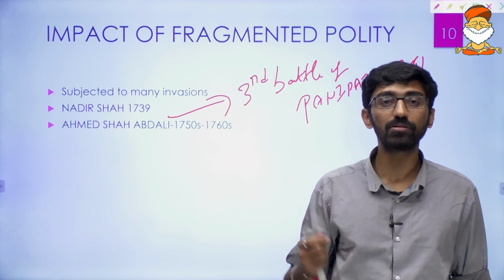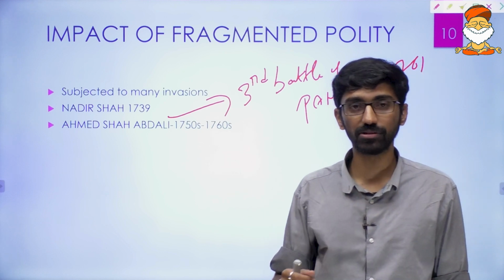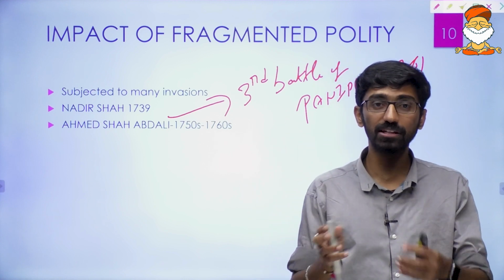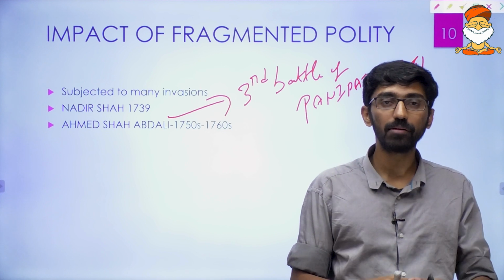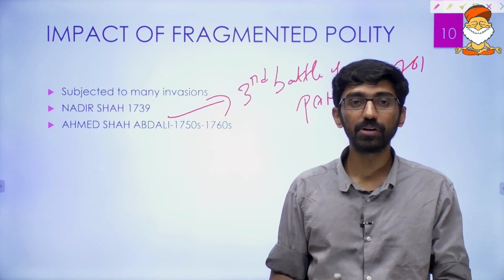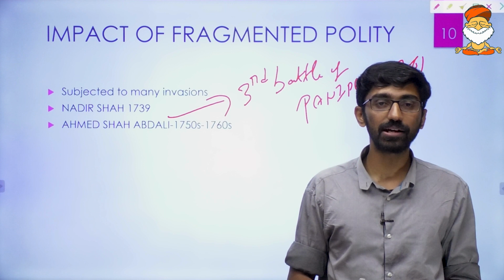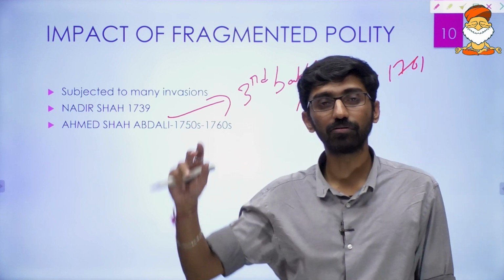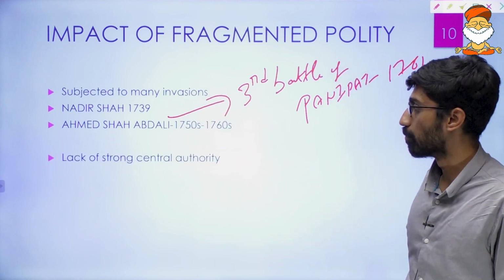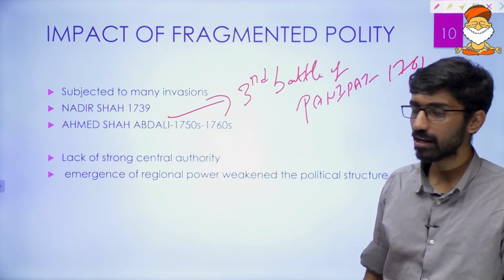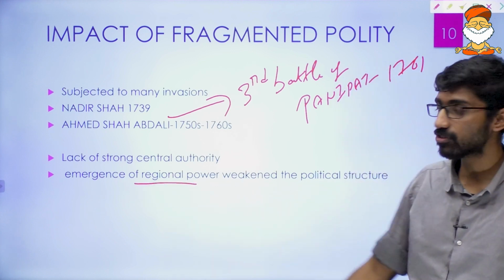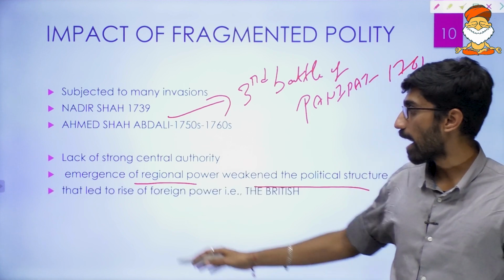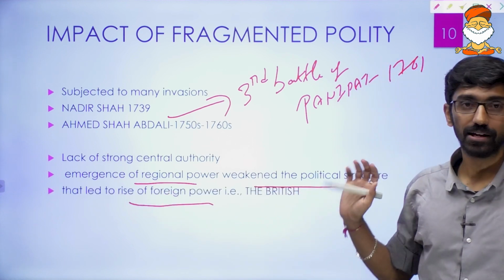But what happened is that the other foreign power, the Britishers, who came as traders, sensed the Indian political system which was crumbling because of the weakening of the central authority. At the same time, amid the conflicts among these fragmented or regional states, they took advantage and established their political supremacy in India, which continued until 1947. The lack of strong central authority as well as the emergence of regional powers weakened the entire political structure, and that led to the rise of a foreign power, that is the British.